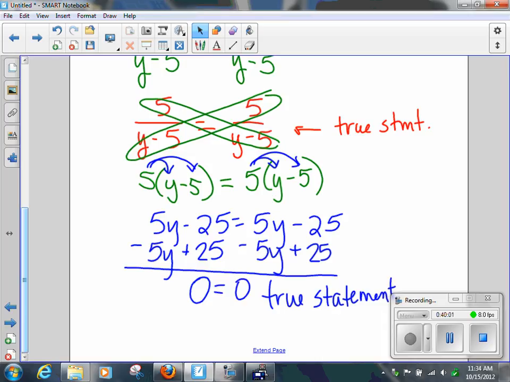That's a true statement. 0 is equal to 0. How would you solve that? How would you answer it? What would you say? All solutions, expound upon that. If it can be all solutions, what kind of solutions? All real numbers. All real numbers.